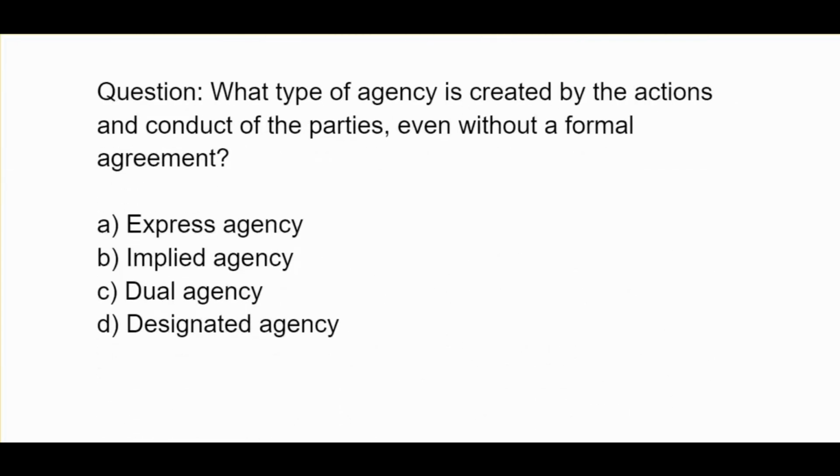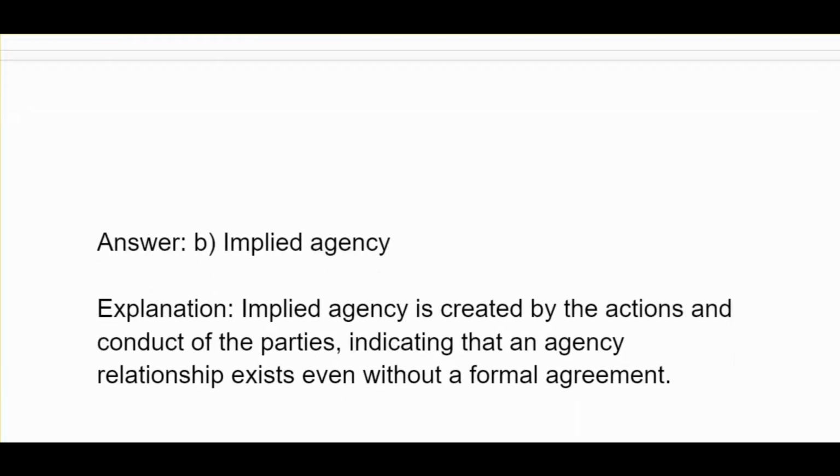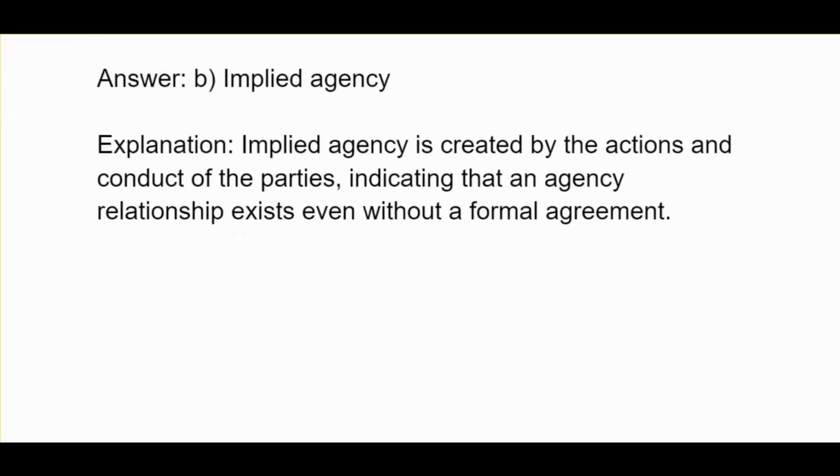What type of agency is created by the actions and conduct of the parties, even without a formal agreement? A, express agency. B, implied agency. C, dual agency. D, designated agency. B, implied agency. Implied agency is created by the actions and conduct of the parties, indicating that an agency relationship exists even without a formal agreement.